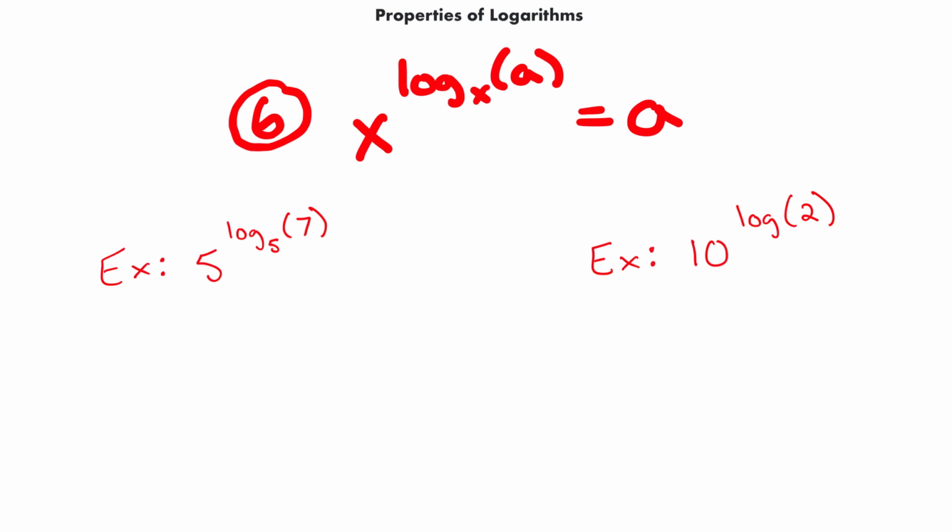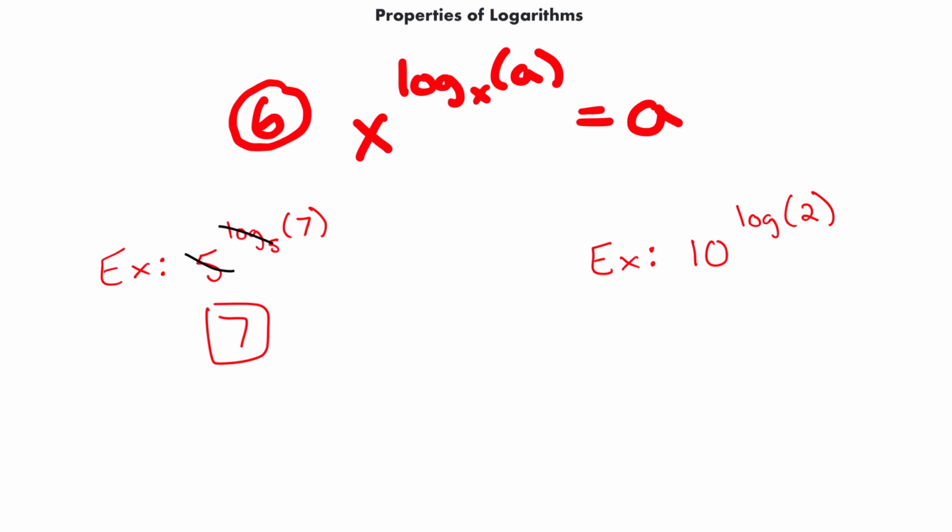So for my examples, I have 5 to the power of log base 5 of 7. The base of my exponential is a 5, the base of the logarithm is a 5. So these two eliminate of sorts, and you are just left with the 7.